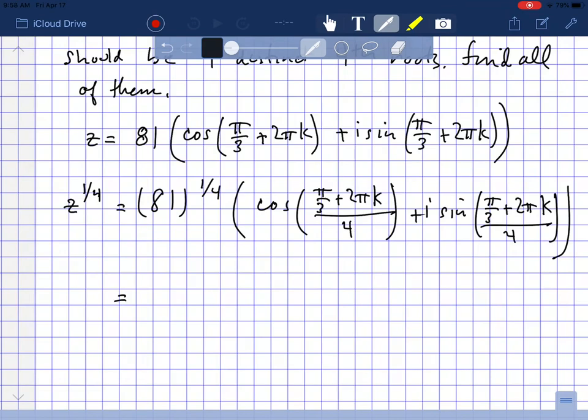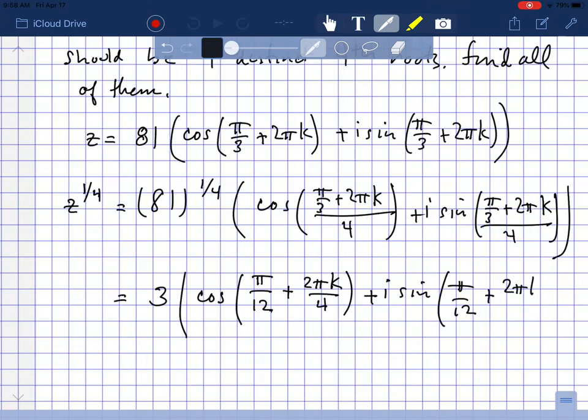So this is equal to, the fourth root of 81 is 3, times the cosine of pi divided by 12 plus 2 pi k divided by 4 plus I times the sine of pi divided by 12 plus 2 pi k divided by 4. And k now can be any integer. So what I'm going to do is set k equal to 0, 1, 2, 3, and 4.